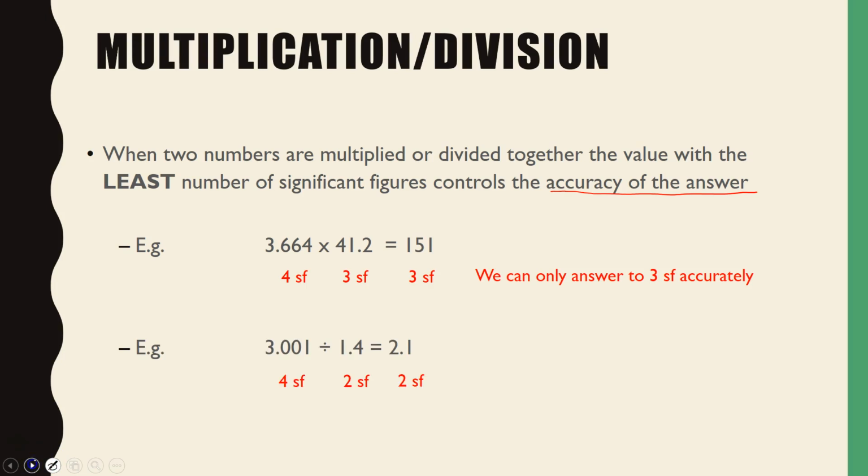The same goes for when we're dividing a number. We have 4 significant figures here because zeros between numbers count as significant. We have two significant figures here, which means our answer can only be two significant figures.